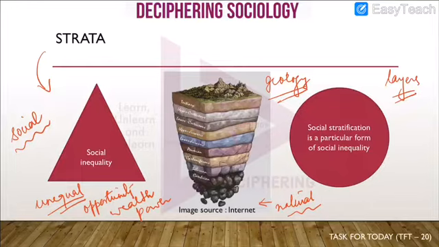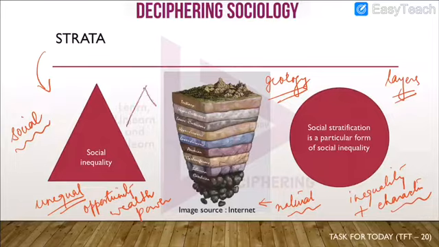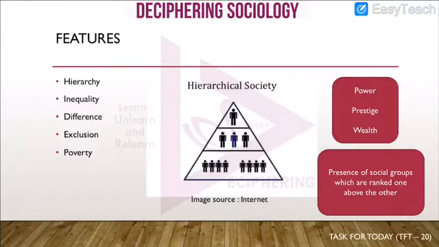And social stratification is a particular form of social inequality. That means it is inequality plus certain other characteristics. This is social stratification. That means arrangement of society in the form of different layers on the basis of certain features. What are these features? We are going to study today.